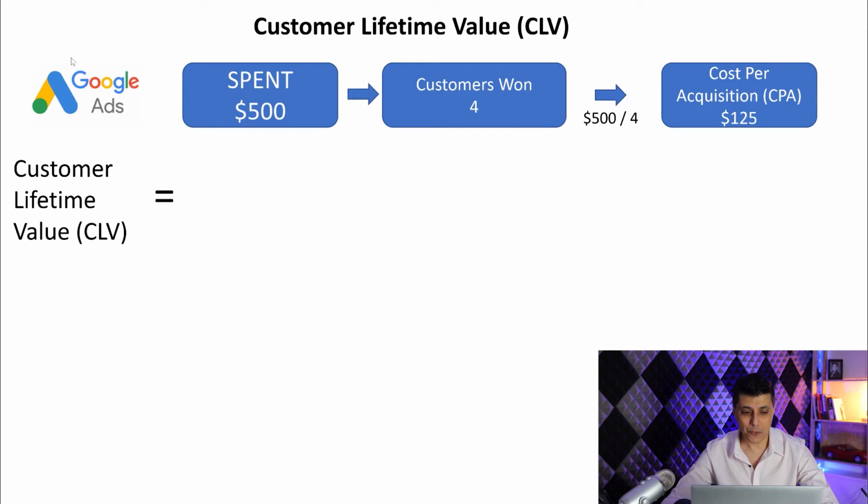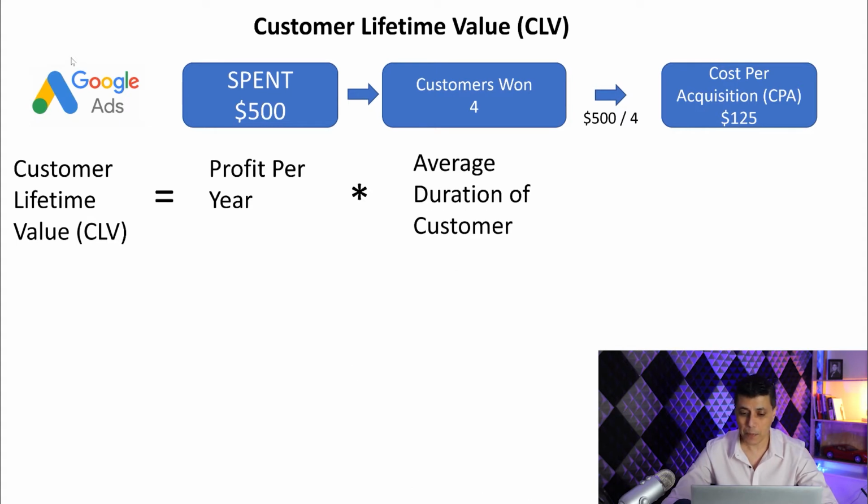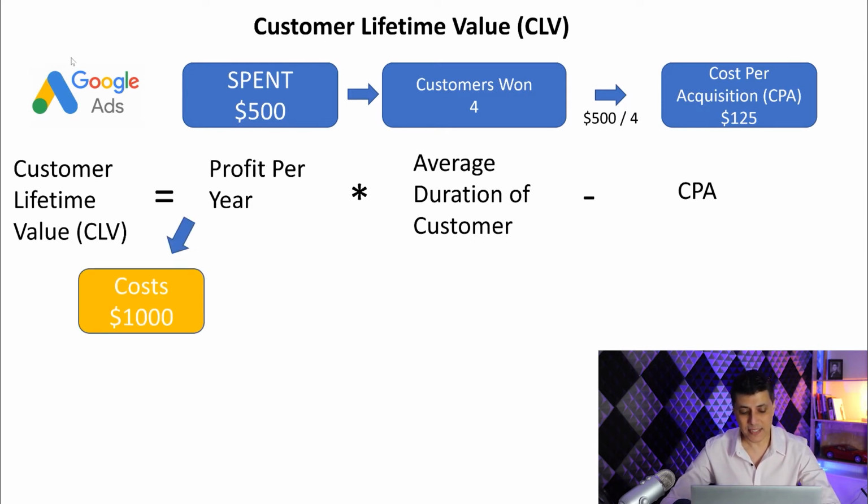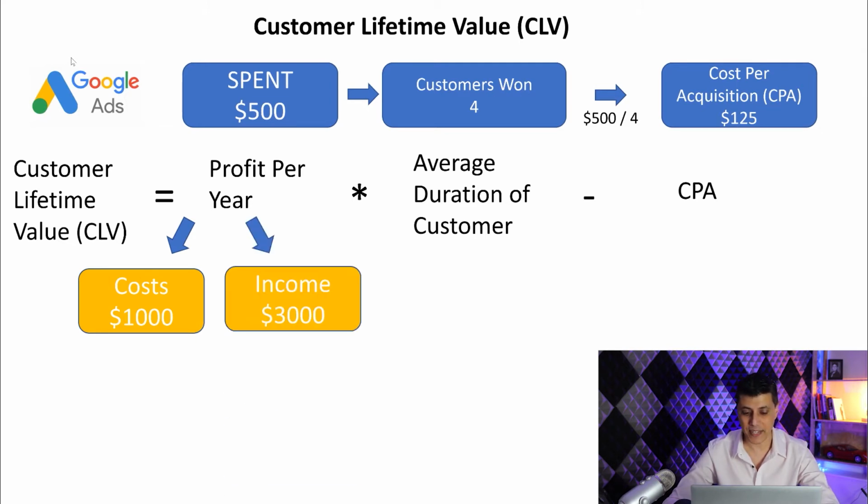So the formula for a CLV is: look at the profit per year of your customer. You multiply that by the average duration of how long that customer is likely to stay with you. And then you minus your cost per acquisition. Yeah, so in this case, you would minus $125. So let's say servicing that customer costs you $1,000, right? And you've charged the customer $3,000. So that essentially means that your profit is $2,000, yeah?